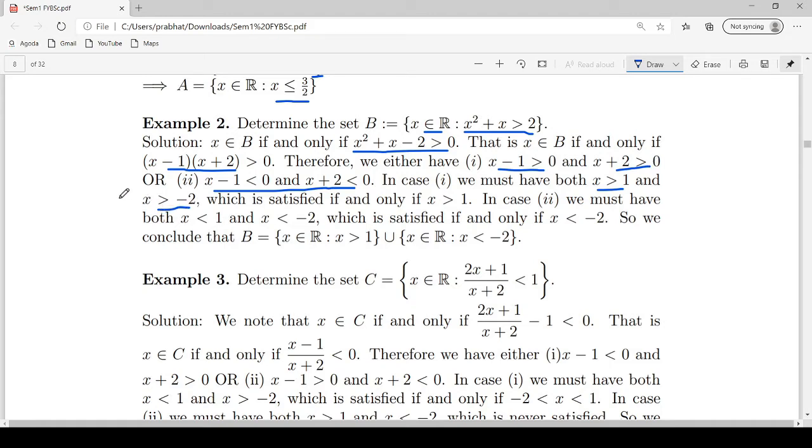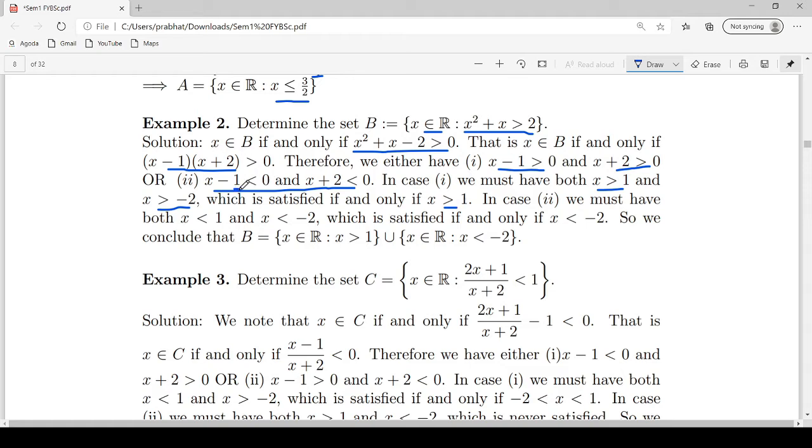Now both of them should hold. That means x should be greater than 1 as well as x should be greater than minus 2. But 1 is greater than minus 2. So instead of saying x greater than 1 and x greater than minus 2, we can simply say x is greater than 1.